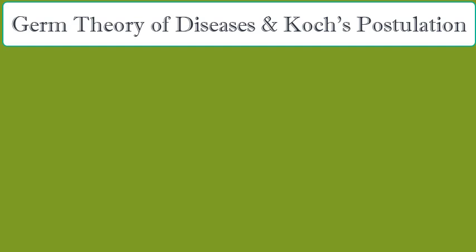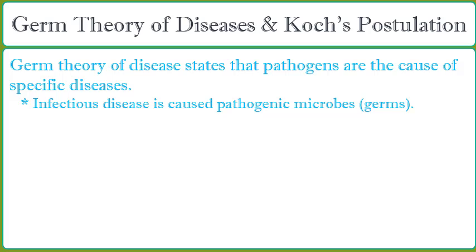Germ Theory of Disease and Koch's postulates. The germ theory of disease stated that specific microorganisms, known as pathogens, are the cause of specific diseases. That means infectious disease is caused by pathogenic microorganisms or germs. This theory marked a significant shift from earlier beliefs that diseases were caused by supernatural forces or imbalances in bodily fluids. The germ theory laid the foundation for modern microbiology and medicine.